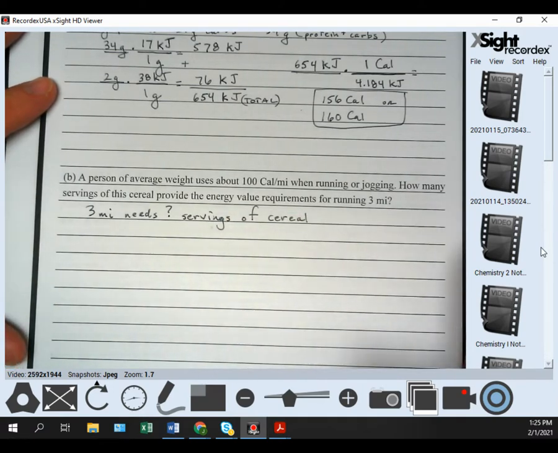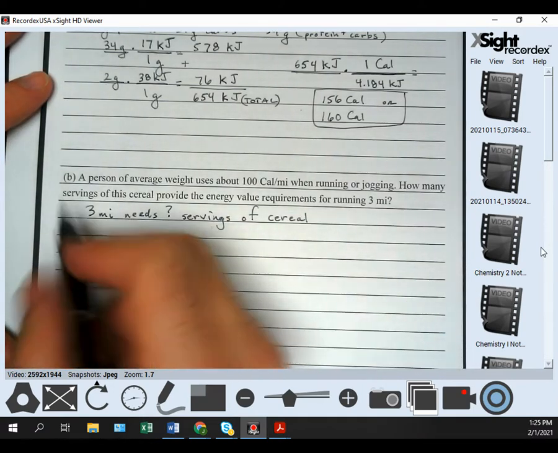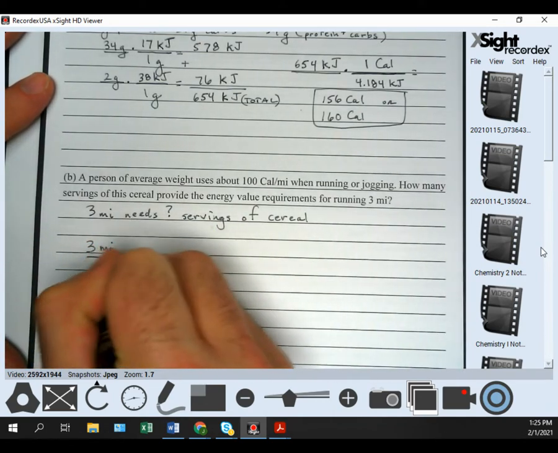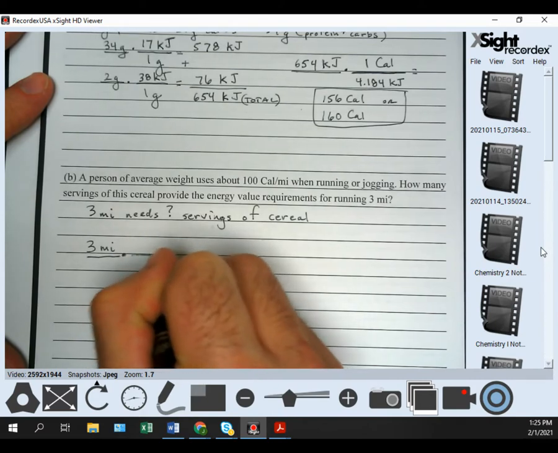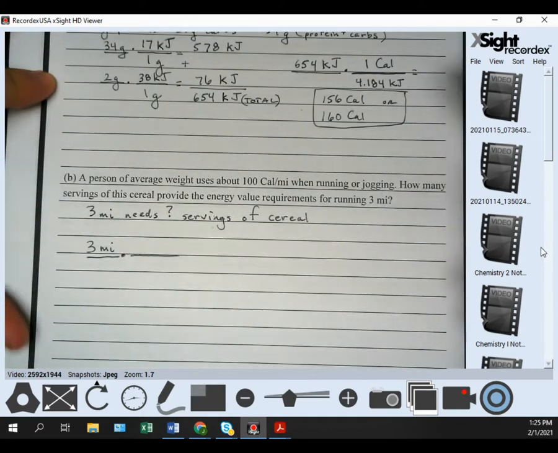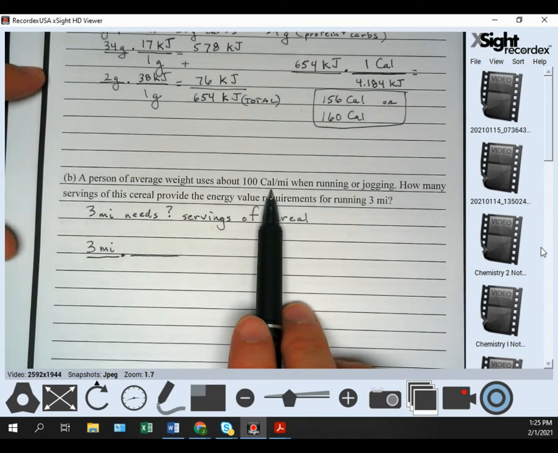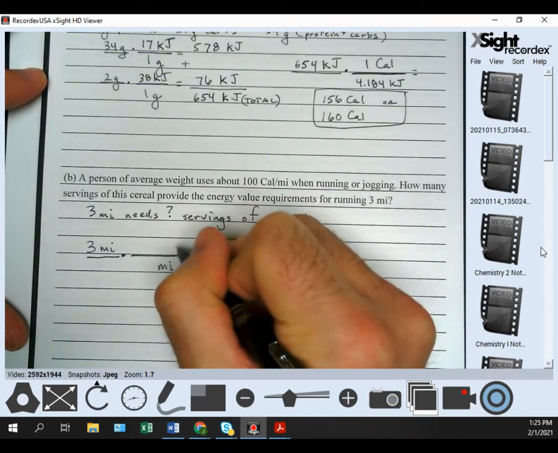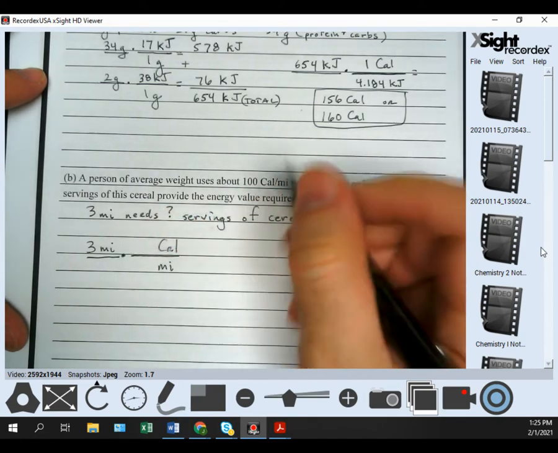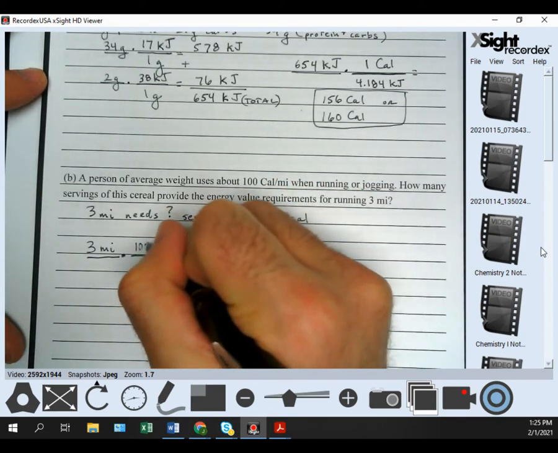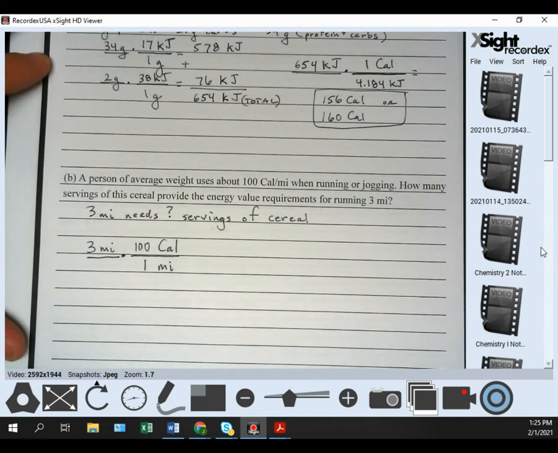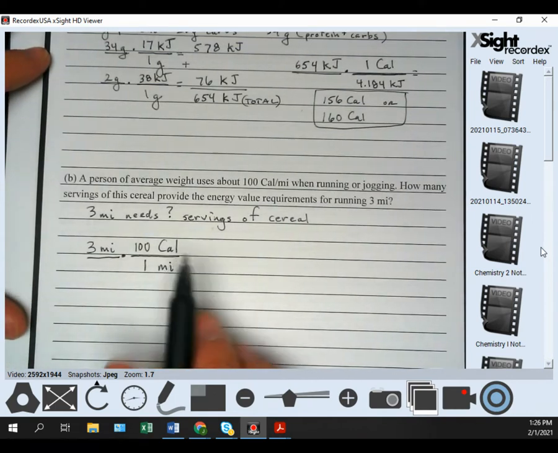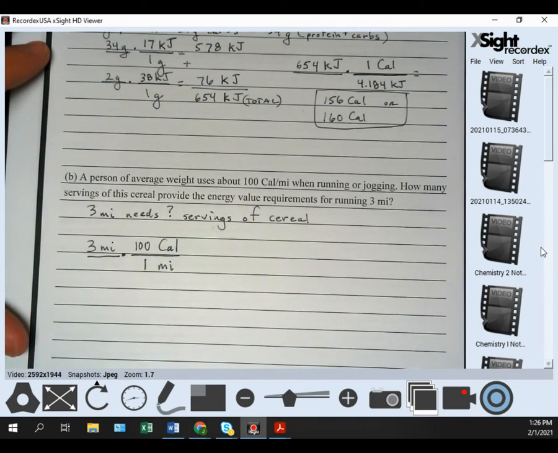Correct. So what I would do solving for this is I would start with the 3 miles. Then I would use this conversion here to convert from miles to calories. So they told us it's 100 calories for every 1 mile. I'm just using that as a conversion here. Everybody okay with that idea? Okay.